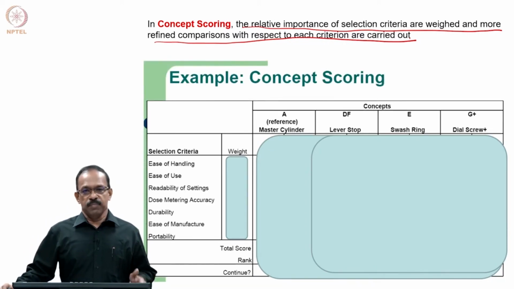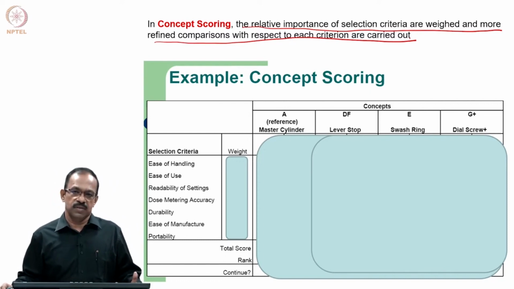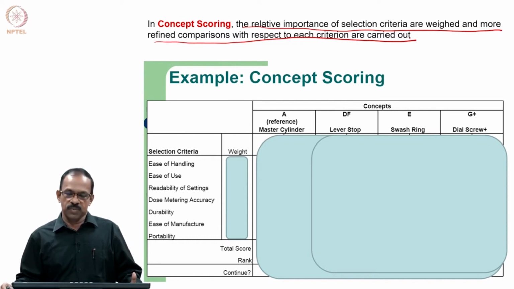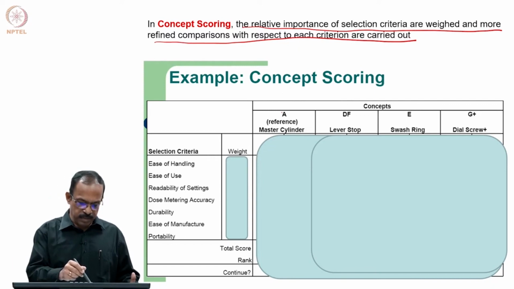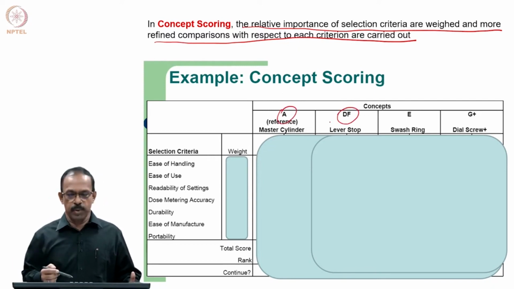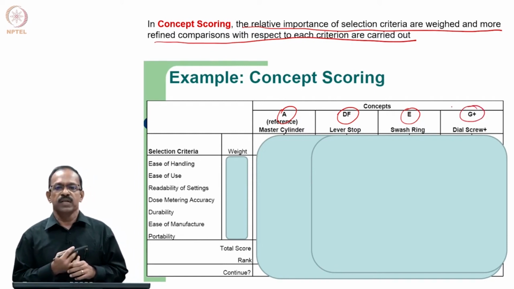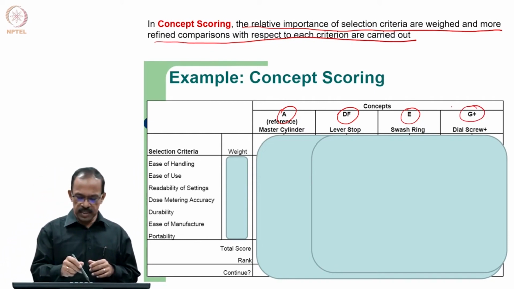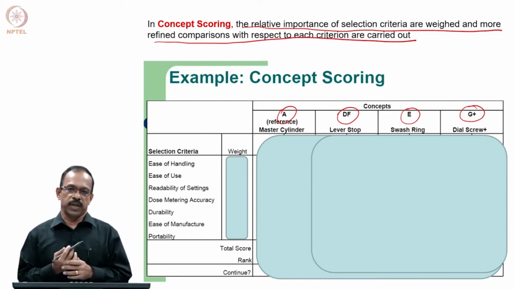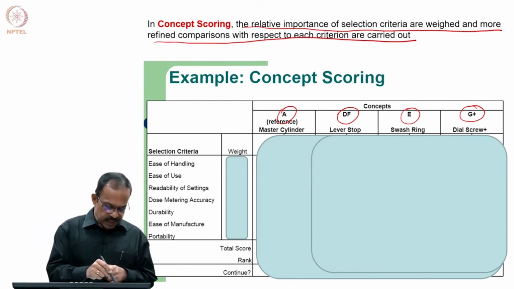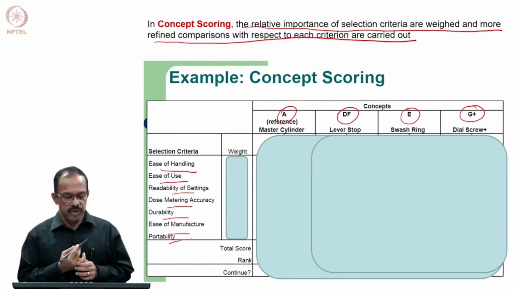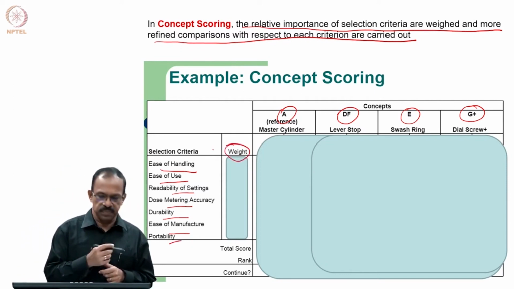Now we will take the same example as in the previous case, that is the concept screening. We try to find out the concepts that we want to take forward, that is the concept A, master cylinder, then D and F, that we combined and got a new concept DF, and then we had this E concept, and then G plus, which is the modified design G. So, we take these four concepts for scoring, and the selection criteria are ease of handling, ease of use, readability.